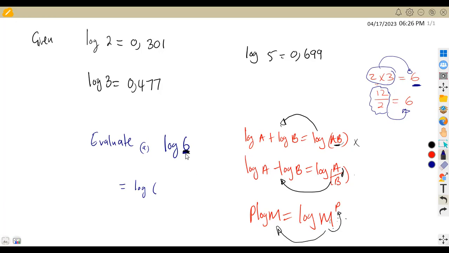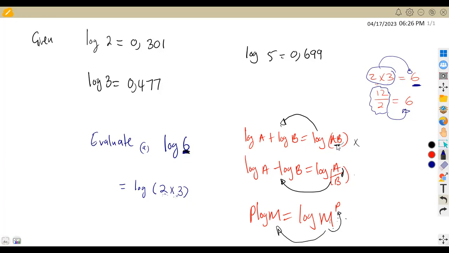So we can use log 2 and log 3, which is going to be 2 times 3. Take note what we are expanding. We are expanding 6. So log 6 is the same as log, we expanded that 6, which is 2 times 3, under a single log.